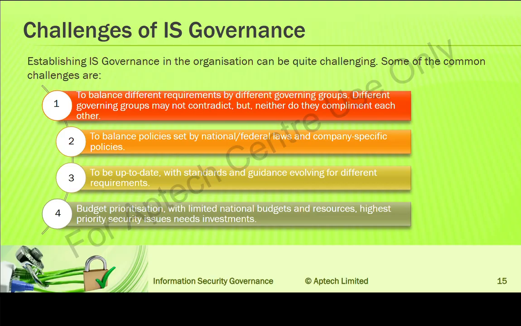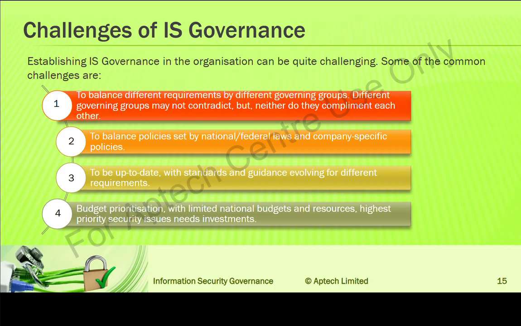Now, challenges of information security governance. One, to balance different requirements by different governing groups. Different governing groups may not contradict, but neither do they complement each other. Now, for different missions, we need to create different governance. And when we are creating it, they will not complement each other because they are doing different tasks. They are fulfilling different purposes.